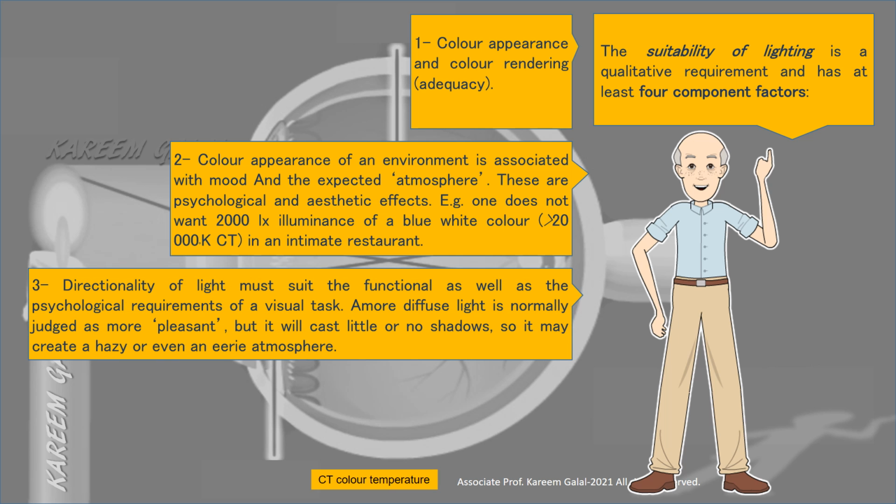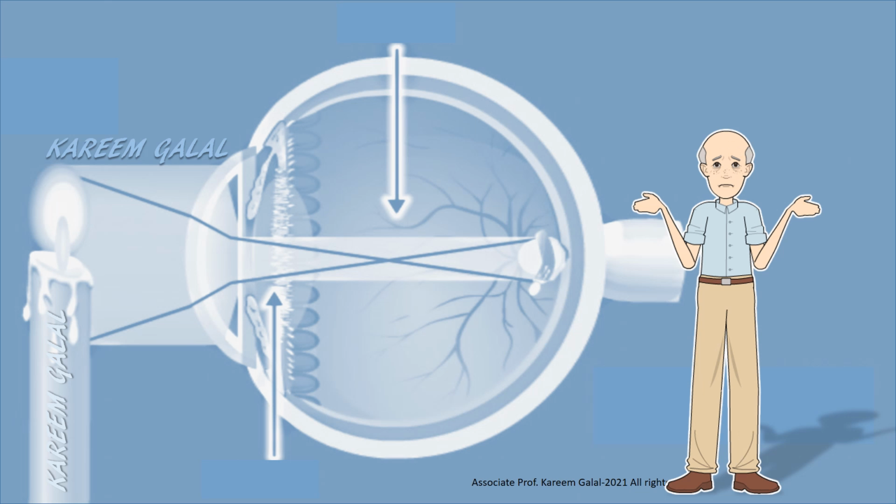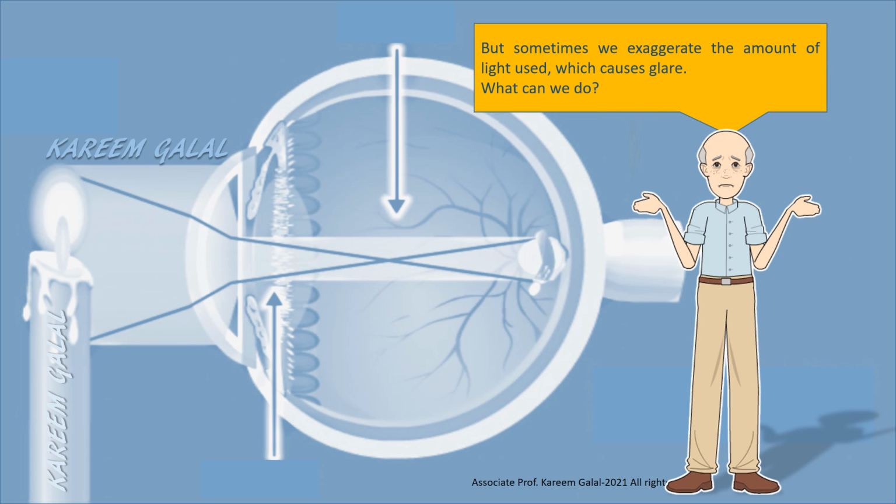3. Directionality of light must suit the functional as well as the psychological requirements of a visual task. A more diffuse light is normally judged as more pleasant, but it will cast little or no shadows, so it may create a hazy or even an eerie atmosphere. 4. Glare should be avoided, but the extent of acceptable glare must suit the visual task. But sometimes we exaggerate the amount of light used, which causes glare.